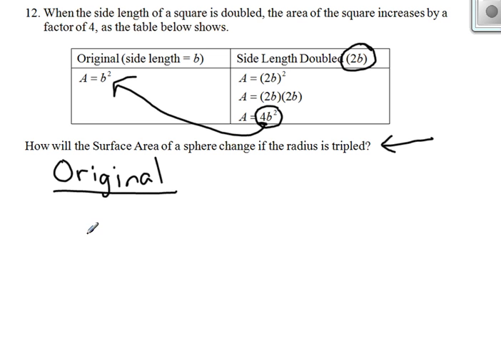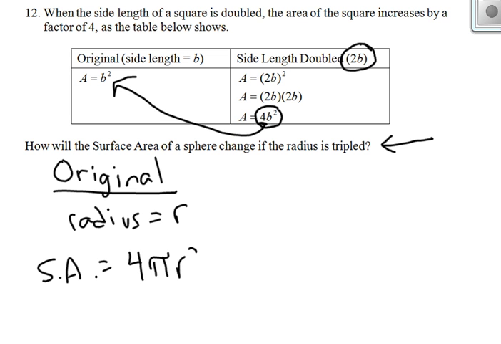The original radius is just r, and therefore the surface area, look on your formula sheet, if radius is r, surface area is 4 pi r squared. So my original radius is just r, my original surface area is therefore 4 pi r squared. Now we're going to change it.